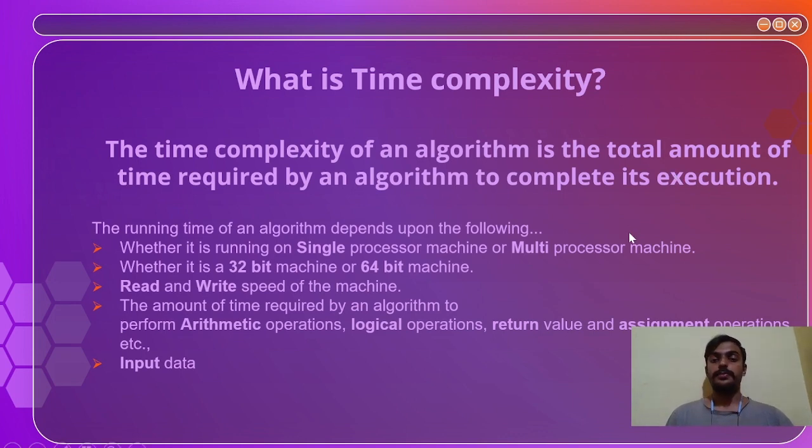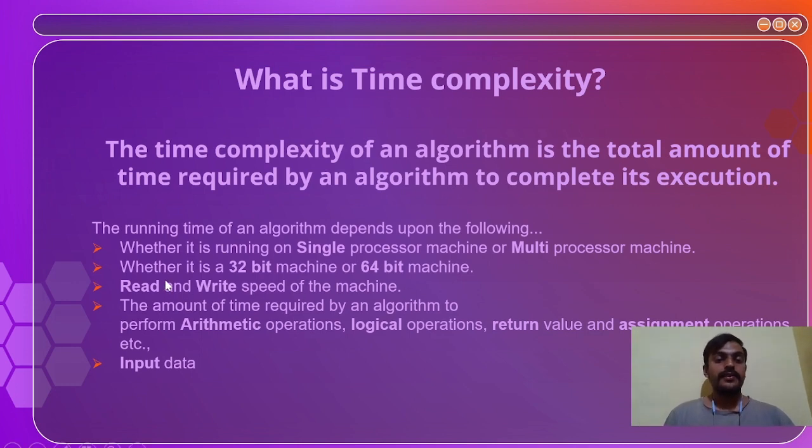If we have a multi-processor machine, we can divide our instructions or algorithm and share the divided instructions among n number of processors. For example, if I have 4 processors and 4 instructions, each instruction will be carried out by each processor. So time complexity will decrease because the number of processors is increased, processing speed is also increased, and total processing time is decreased.